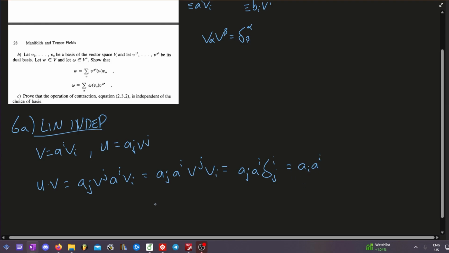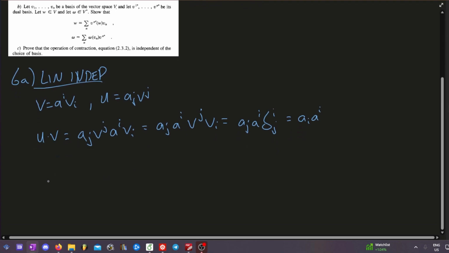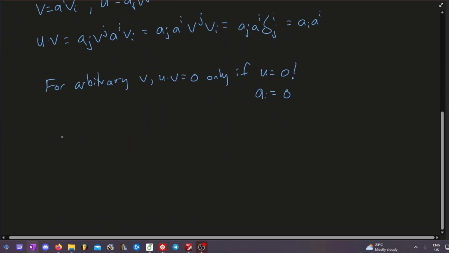So if we are doing this for an arbitrary vector v, u dot v equals 0 only if u equals 0. And that's how we show linear independence, or I mean, we could also say only if the a_i's equal 0. And then the next thing we need to show is that these vectors span v star. So let's do that next.